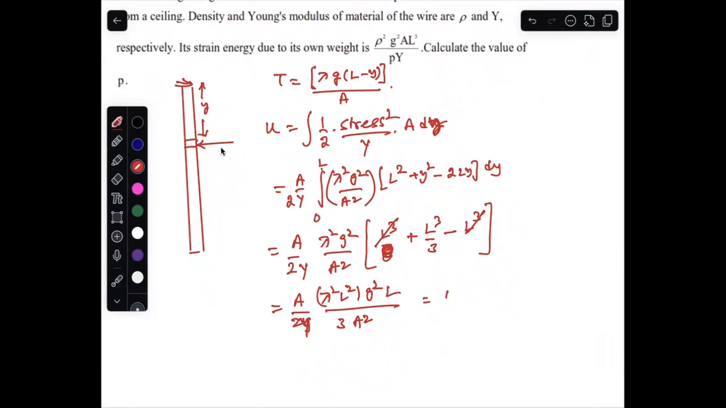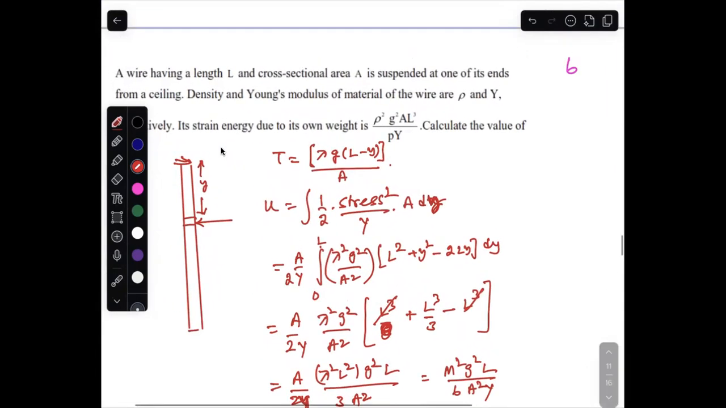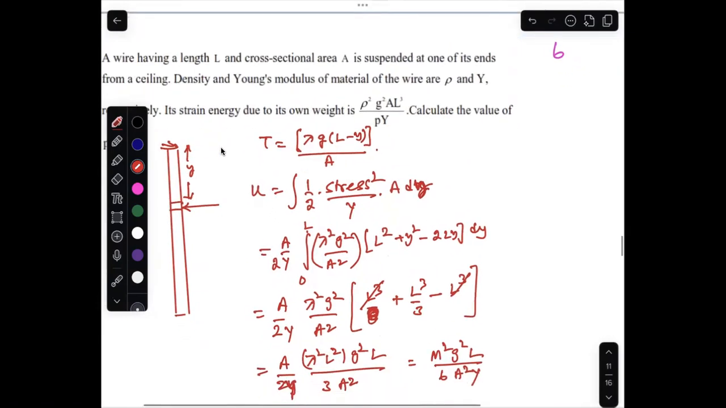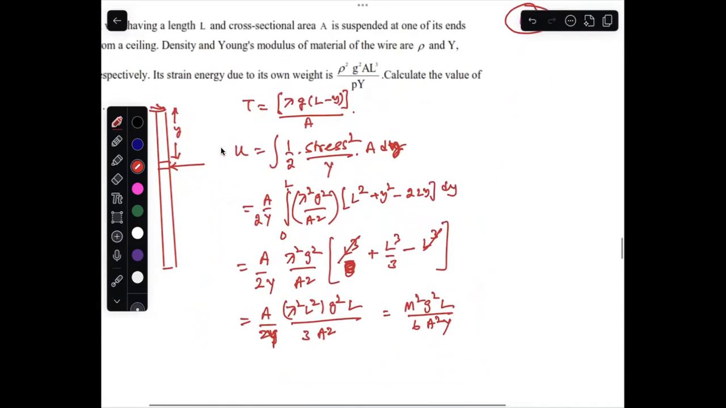Right now I'll write m square g square L by 6 A square Y. Here they're asking for the denominator number, 6. That's all, but you should remember this relation: m square g square L by 6 A square Y, the elongation due to its own weight.